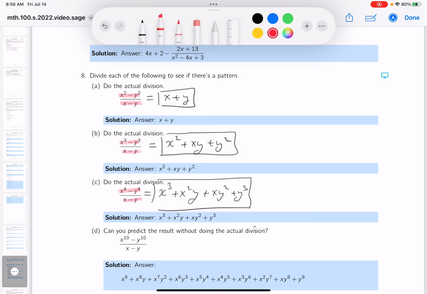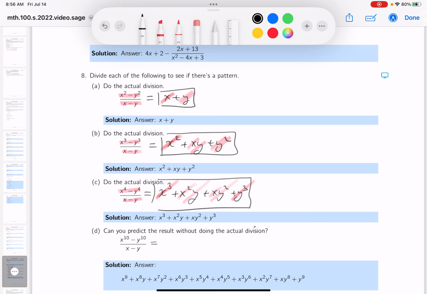What are we seeing? 1 x, no x. 1 y, no y. 2 x's, 1 x, no x. 2 y's, when I say 2 y's, 2 factors, 1, none. Let's do this. 3 factors of x, 2 factors, 1 factor, no factor. 3 factors of y, 2 factors of y, 1 factor of y, no factors of y. So I think I'm ready to predict. And I want to point out what I mean by that.